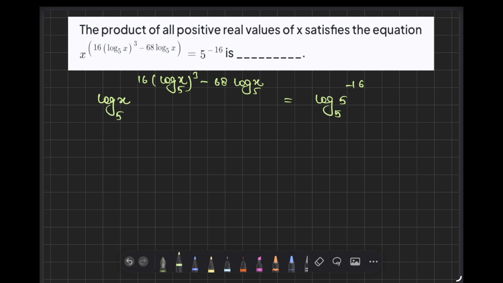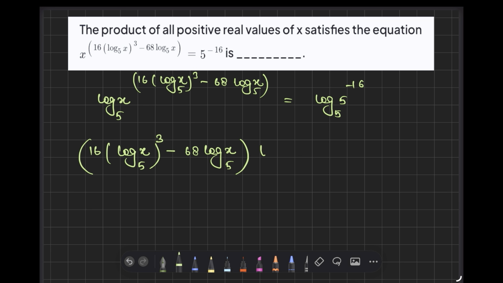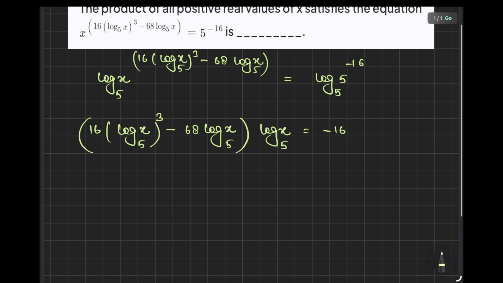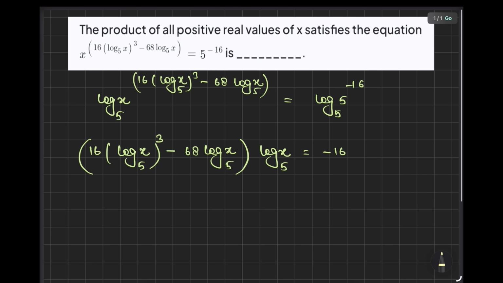Okay, now you know that if anything is in the power, the exponent can come out as a coefficient. So can I write 16 log x base 5 to the power 3 minus 68 log x base 5 equals, and then, log x base 5. This minus 16 will come over here and log 5 base 5 will become 1. Okay, now let's multiply and keep everything on one side.